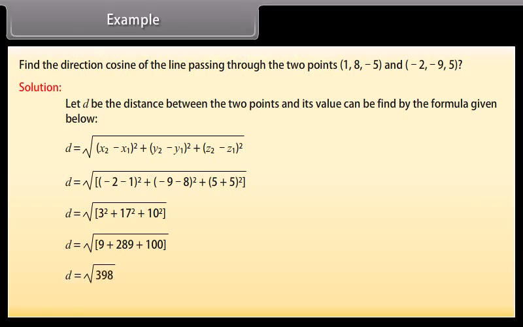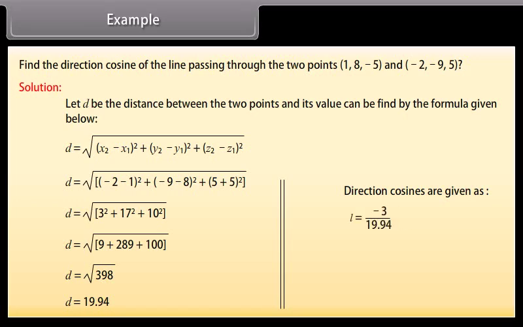D equals square root of 398. D equals 19.94. Direction cosines are given as L equals minus 3 by 19.94, M equals minus 17 by 19.94, N equals 10 by 19.94.